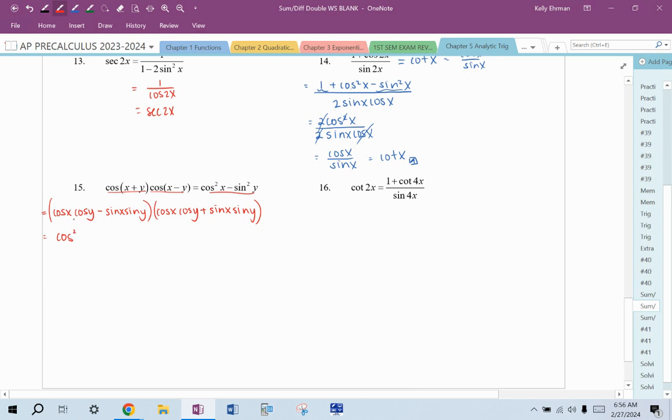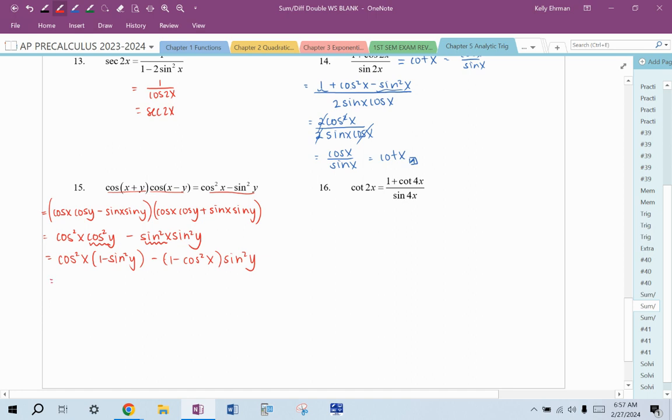So use the shortcut. It becomes the first term squared, which means cosine squared x cosine squared y, minus sine squared x sine squared y. Now, what about this? What do we do here? We want the cosine squared x, but we don't want the cosine squared y. We want the sine squared y, but we don't want the sine squared x. We can't factor anything out because they don't have anything in common, but we can replace cosine squared y with 1 minus sine squared y, and we can replace sine squared x with 1 minus cosine squared x.